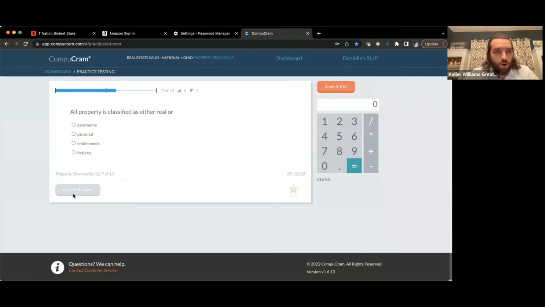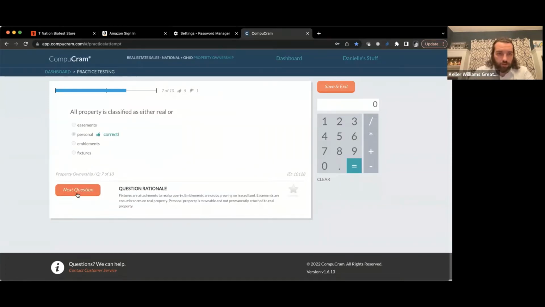Question number 7, all property is classified as either real or A, easements, B, personal, C, implements, or D, fixtures. B, real or personal, guys. Real or personal. Fixtures are attachments to real property. Implements are crops. And easements are encumbrances.